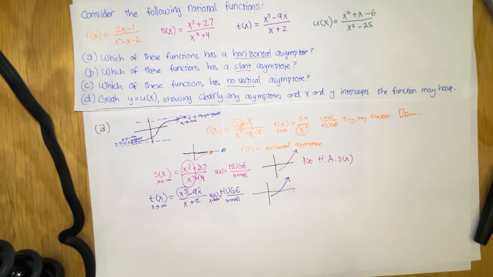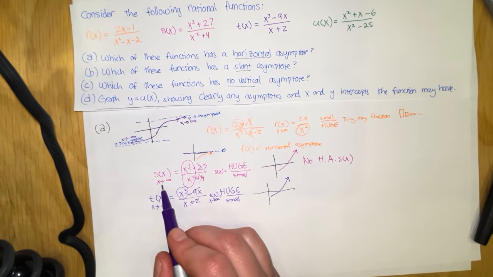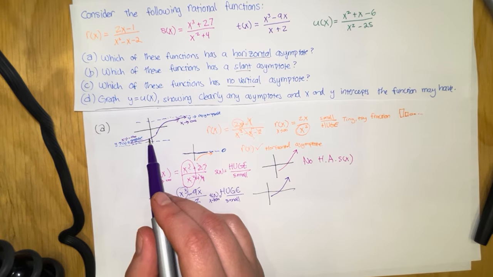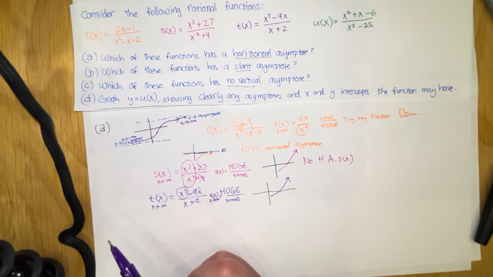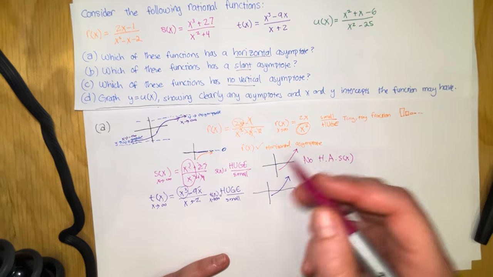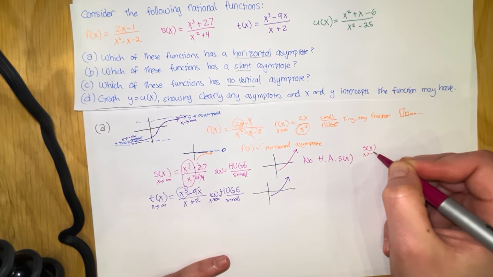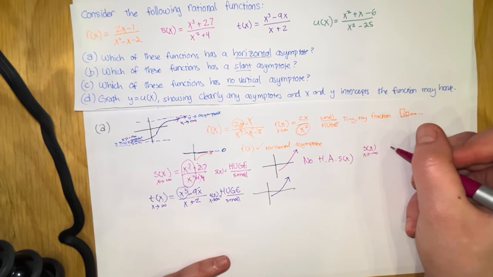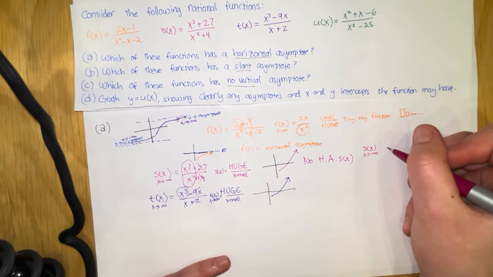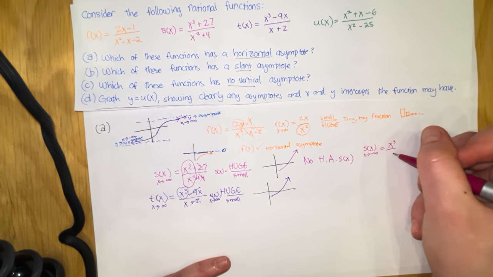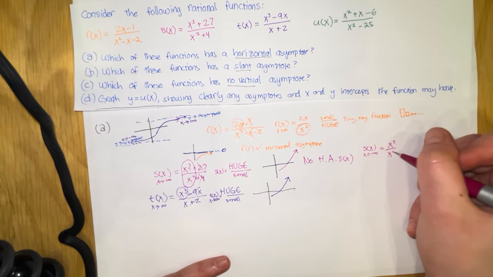Now, I just realized I actually made a mistake on s of x. I checked as x goes to infinity, but if we look here at our example, you could also have an asymptote as x is going to negative infinity. So we need to also check as x is going to negative infinity. So going back to s of x, as x is going to negative infinity, again, we can disregard the leading term. So we just end up with x cubed over x squared.